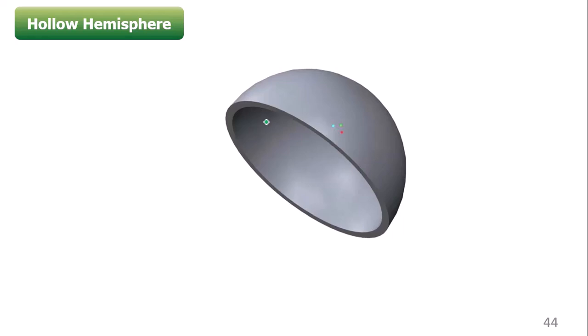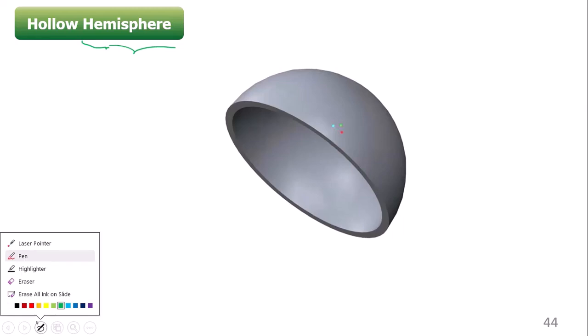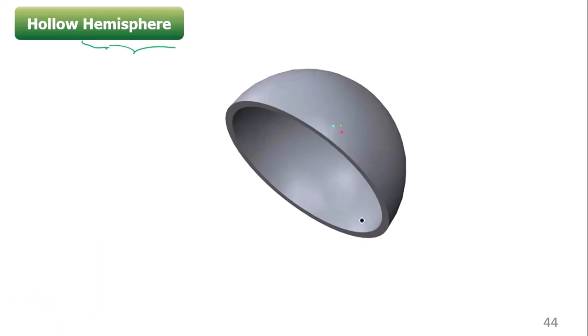Now go for the hollow hemisphere. So here the catch is that, whenever I am saying hemisphere, we assume that the thickness of this hemisphere is very small. Let us say this is the thickness. So thickness is very, very small.